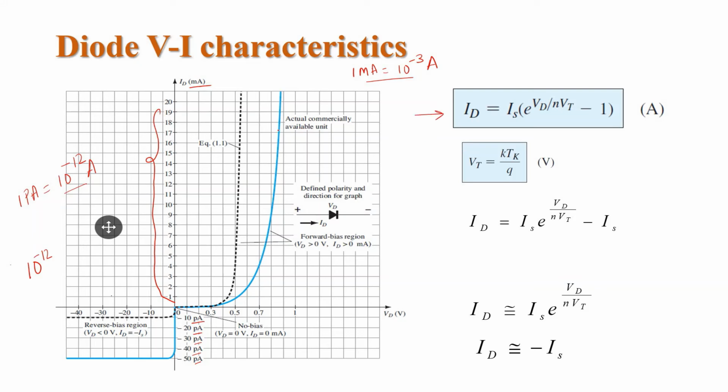Then what does this blue curve represent? Okay, so this blue curve, as is written here, shows how the actual commercially available PN junction diode curve will look. So the curve is slightly different than the theoretical curve. The theoretical curve means the curve corresponding to this diode equation. The actual curve for a commercially available PN junction diode will look somewhat like this.